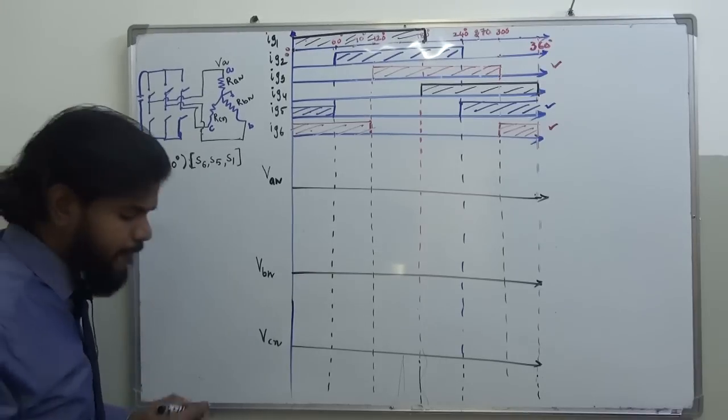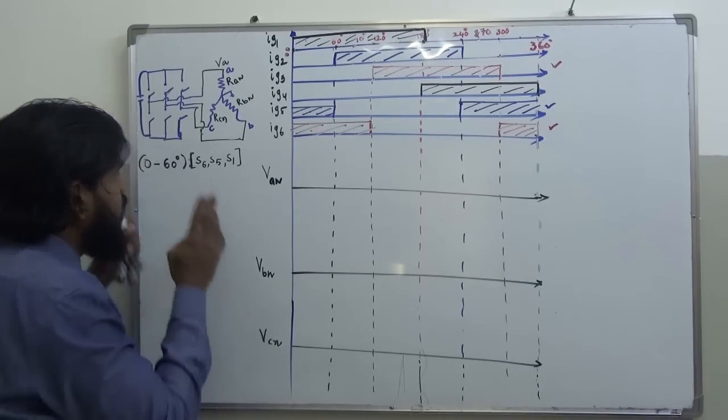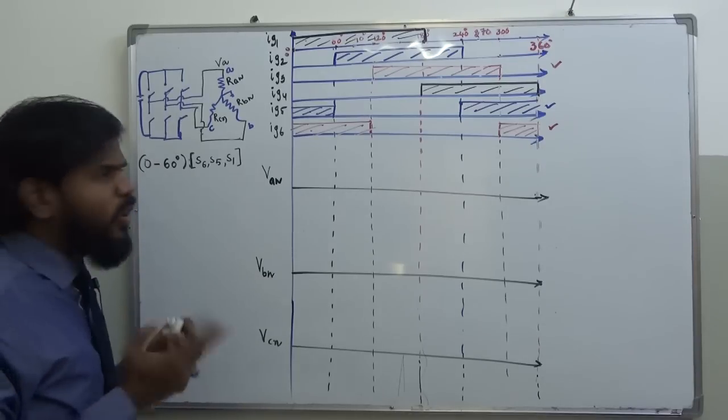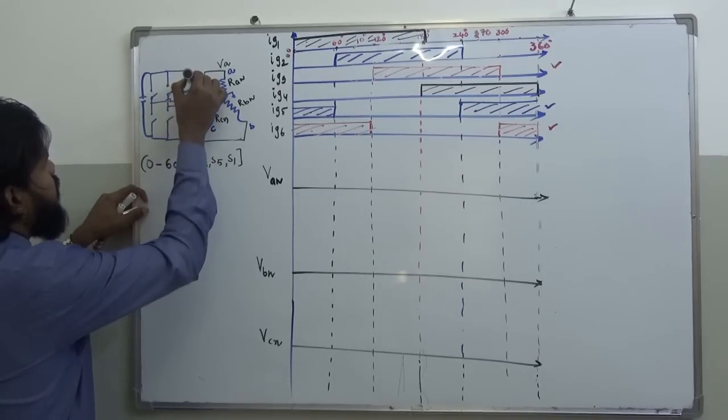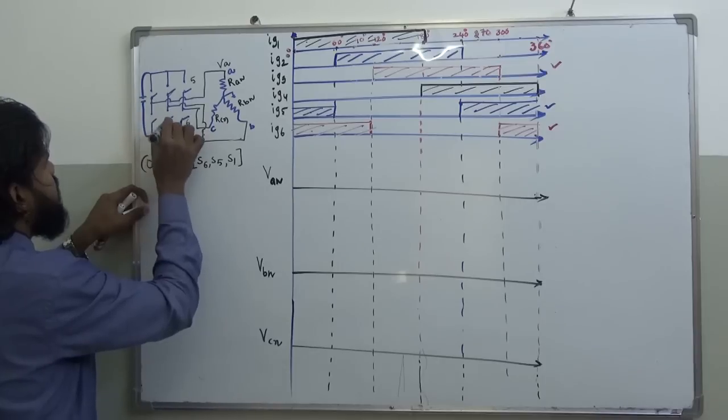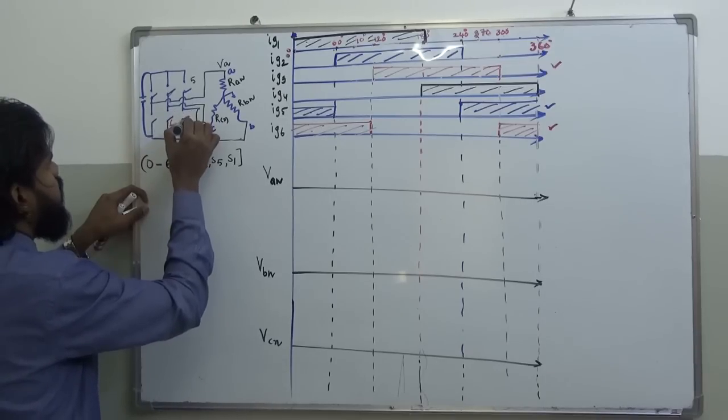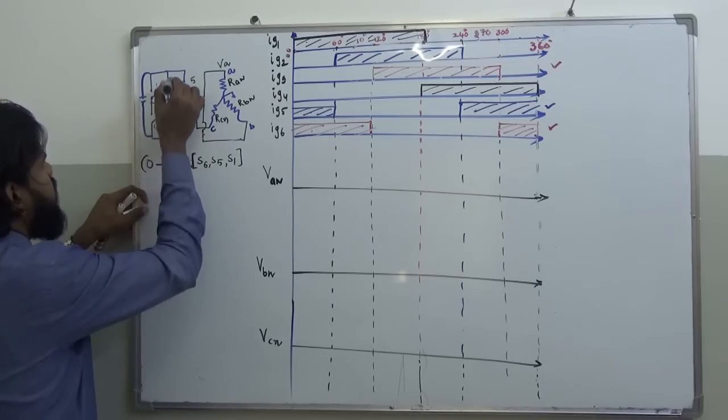Is that okay? Fine. So how many switches are on? 6, 5 and 1. What is this? This is your 6, this is your 2, this is 4, this is 1, this is 5, right?